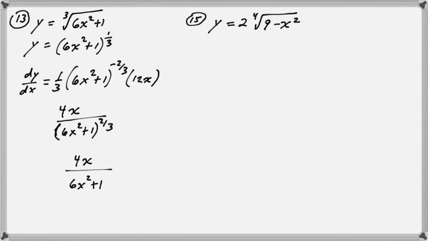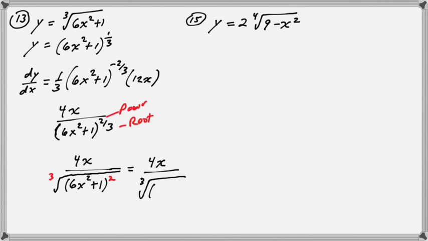Let me put it like this and write it as power over root. So what's the root? The third root, and what's the power? 2. So the book is probably going to have 4x over the third root of this quantity squared.